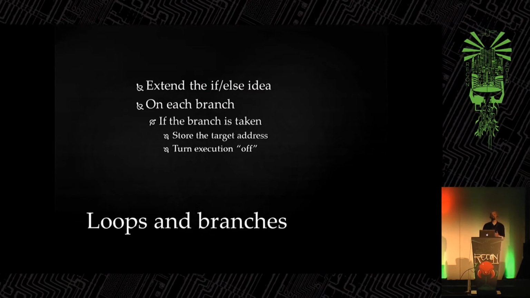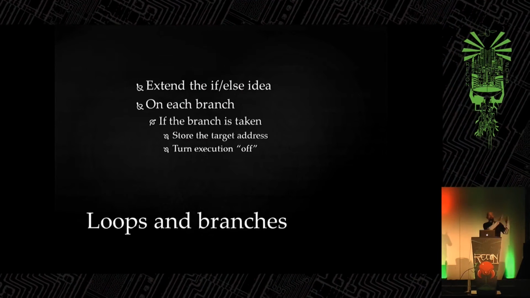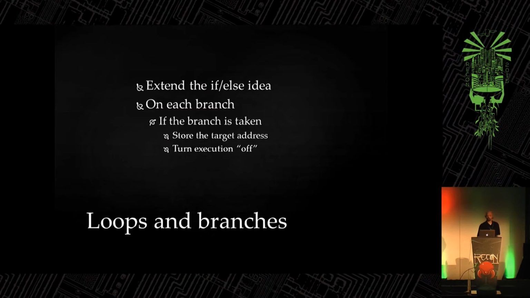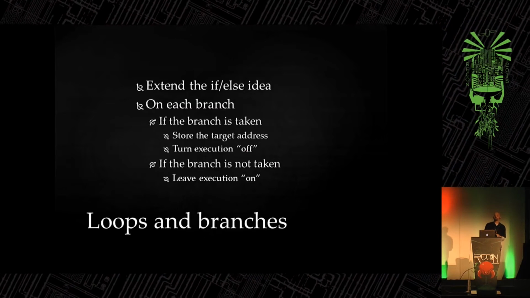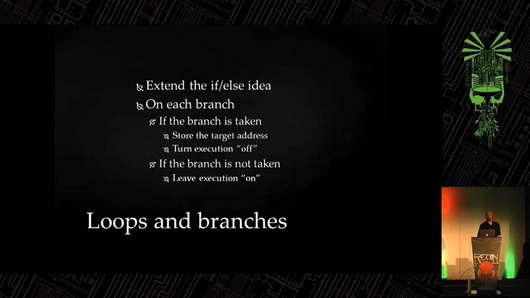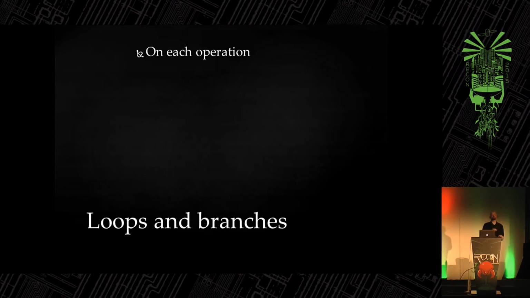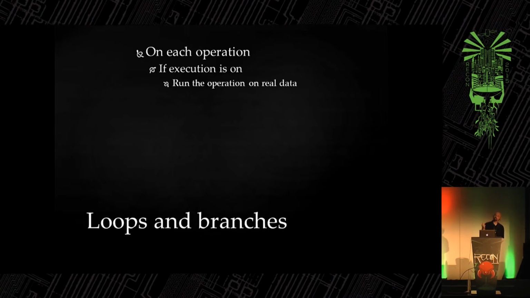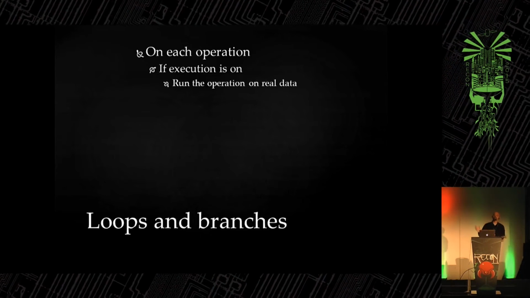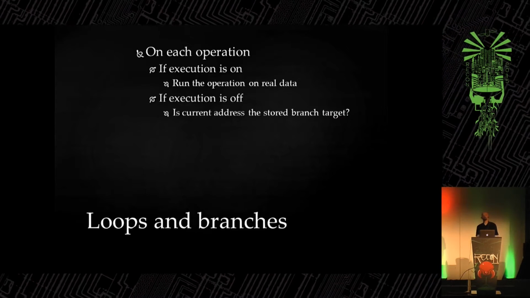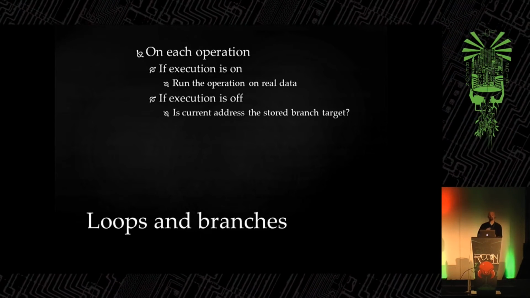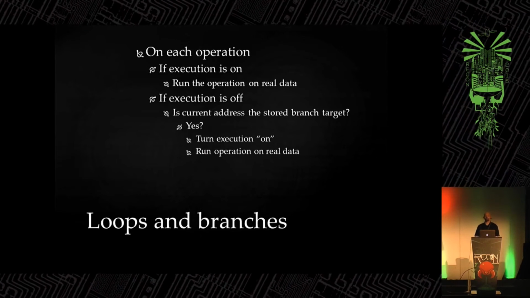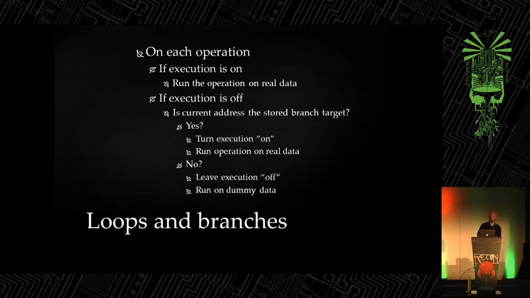And when I say turn execution off, I mean simply switch all your pointers over to dummy data so that anything that executes will not have an effect on the real system state. On the other hand, if the branch is not taken, simply leave execution on and work on real data. Then on each basic operation, not every move instruction, but each primitive operation you're trying to perform, you're going to check, is execution on? If execution is on, just run the operation on real data. If execution is off, you need to check, should I turn execution on? In other words, is the current address the stored branch target? If it is, turn execution on and run the operation on real data. If it's not, turn execution off and run it on the dummy data.